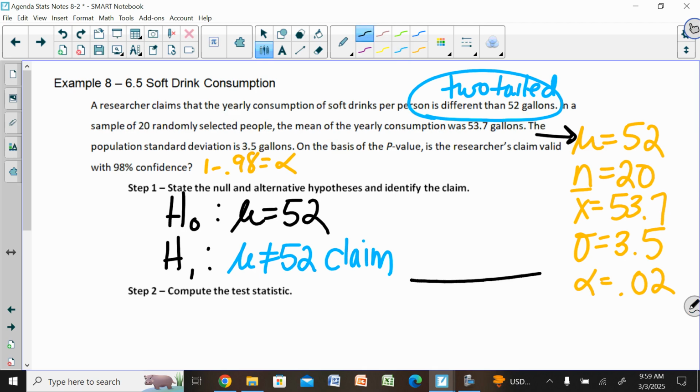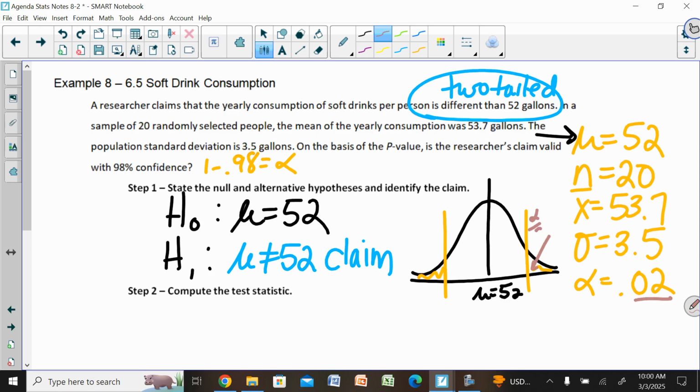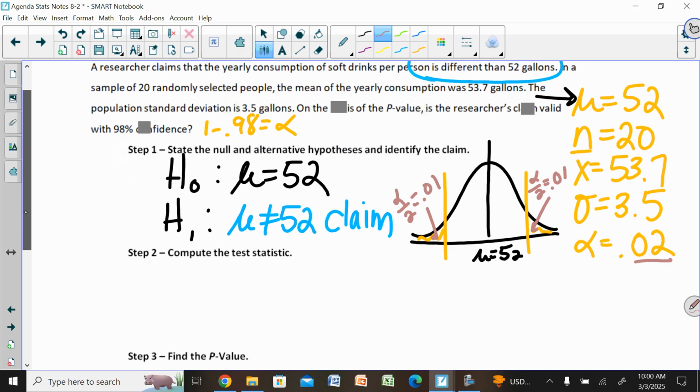If we were a picture-drawing type of people, we would have mu of 52. We would have two-tailed. And what would we have to remember to do with our alpha? We'd have to remember to divide that by 2 because it's two-tailed. So if our alpha is 0.02, that means the alpha over 2 is 0.01. All right, I'm all set here.